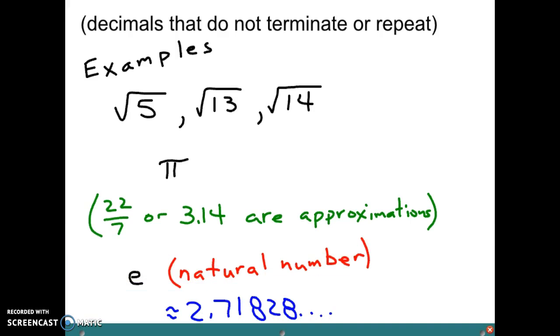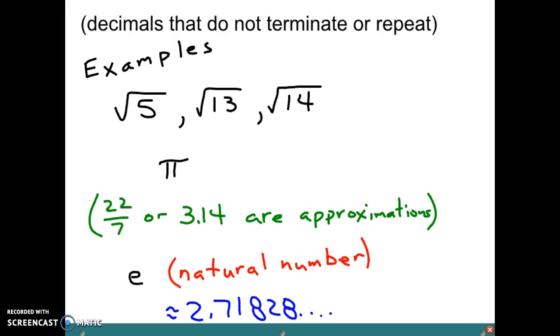Another common example is e, what is known as the natural number. This number is used a lot in population growth and decay and in economics. It is approximated at 2.71828, but it too goes on forever. It is an irrational number.